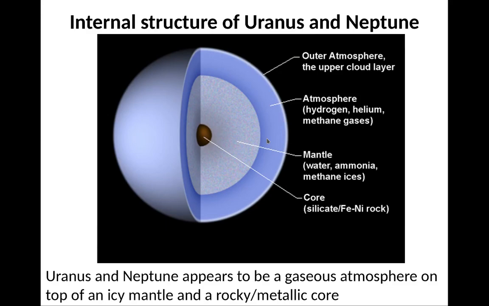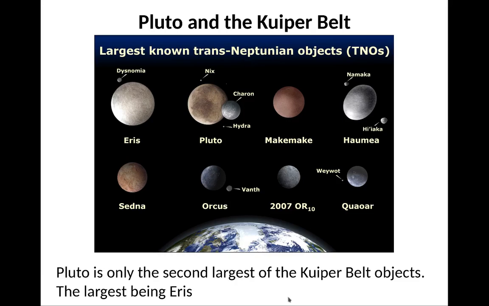Right. The internal structure of Uranus and Neptune is slightly different than that of Jupiter and Saturn. Right. The atmosphere mainly consists of hydrogen, helium, methane gases, and the mantle consists of molecules like water, ammonia, methane ices, and the core itself is perhaps silicates with iron or nickel rock. So this appears to be some kind of gaseous atmosphere on top of an icy mantle and a rocky metallic core. Right. Next, we move to the objects beyond Neptune.